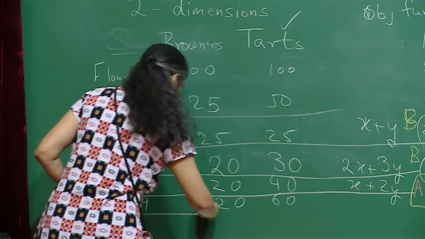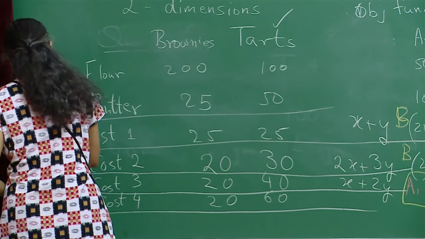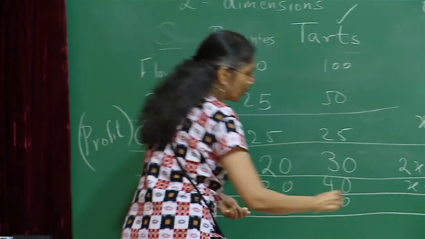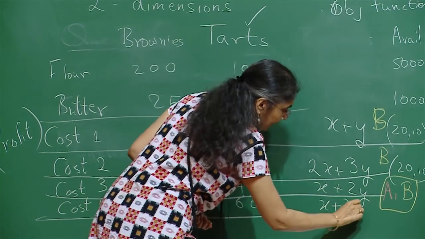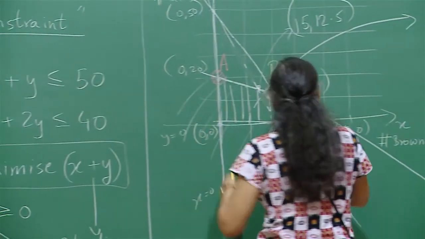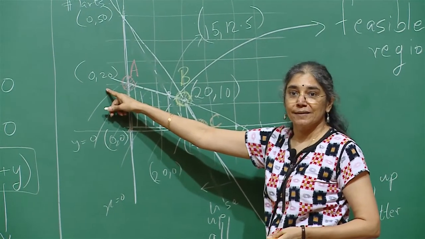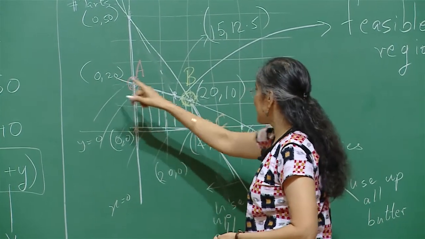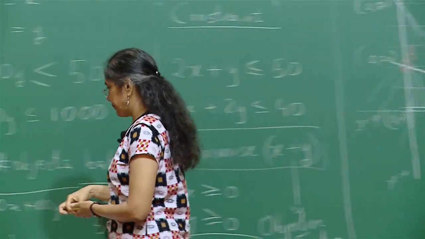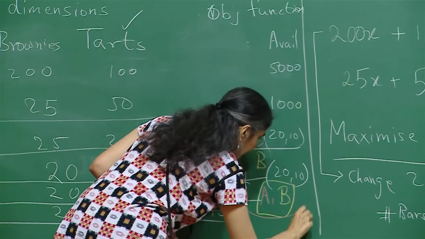Tarts are now giving a profit which is 3 times that of brownies. So you would want to maximize x plus 3y. And the corner point method is very quickly going to tell you which is the best. X plus 3y, you get 60 here, you get 50 here, and you get 25 here. So in this case, the best is A.